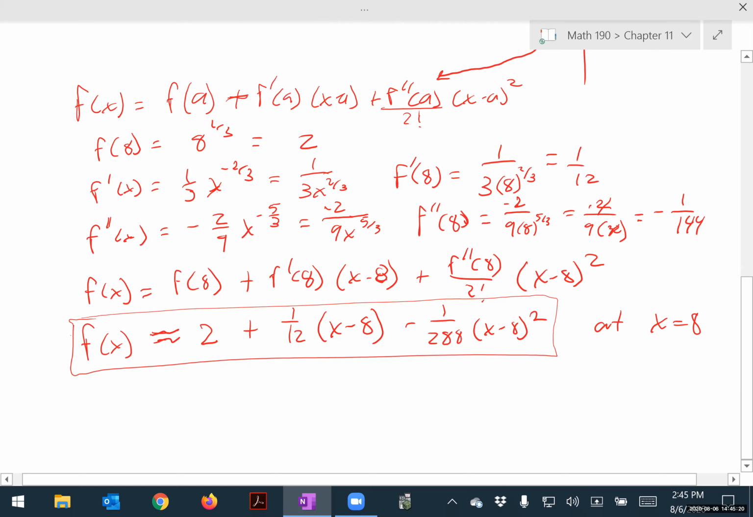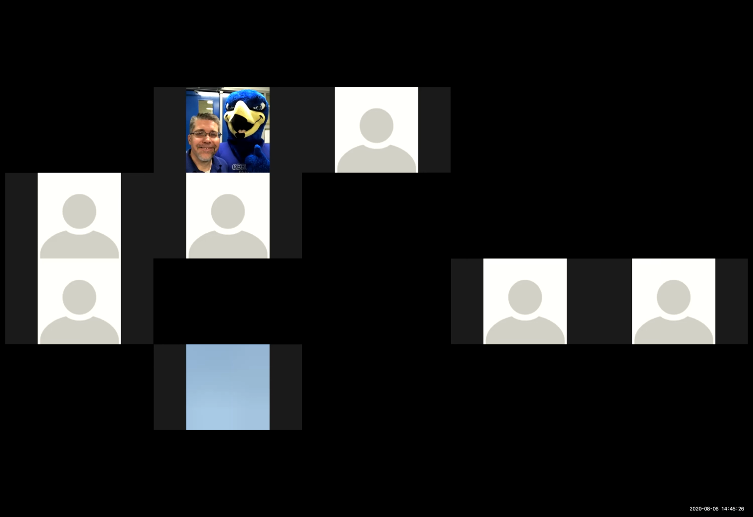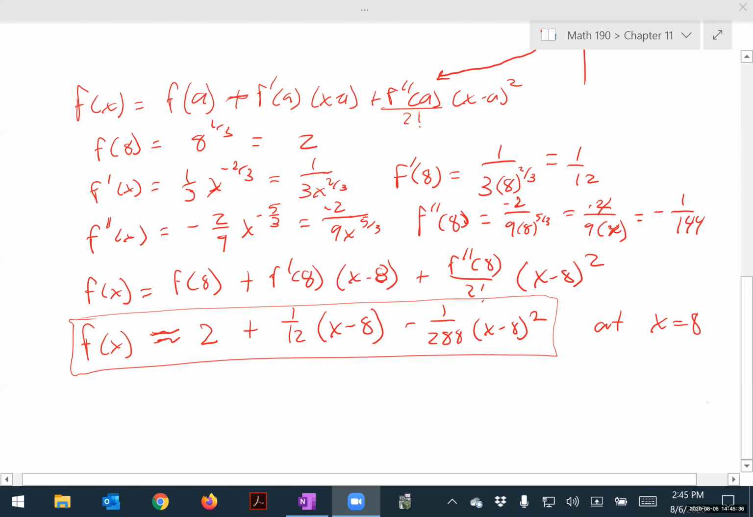Okay, and I want to know how accurate this is between 7 and 9. So again, let's go to the calculator real quick, because a picture is worth 1,000 words, right? So let me share my screen. Okay, so here's my function, and I want to go to my calculator.